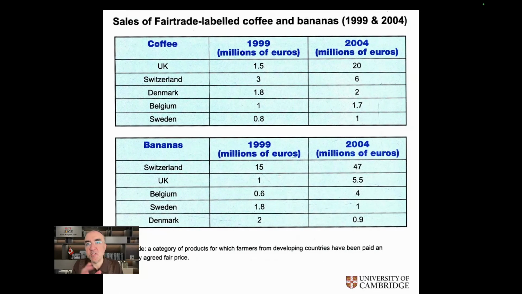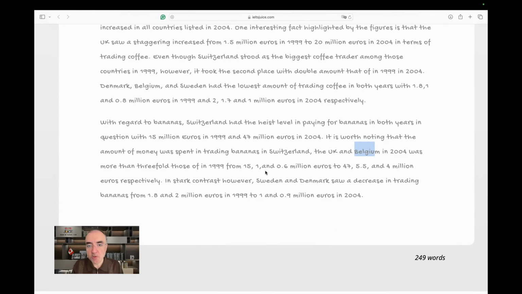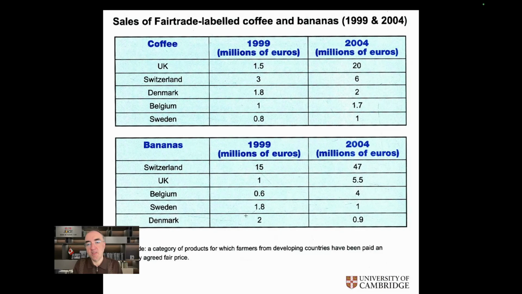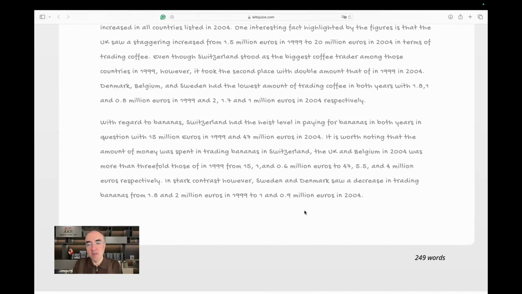Let's check all of them. Switzerland, UK, Belgium: more than 3 times, more than 3 times. Absolutely correct. And then we also have the exact data, respectively. Correct. In stark contrast, I like the structure. However, Sweden and Denmark saw a decrease in trading bananas from 1.8 and 2 million euros in 1999 to 1 and 0.9 million euros in 2004. Yes, these two countries experienced a decline in their sales of Fairtrade label coffee.